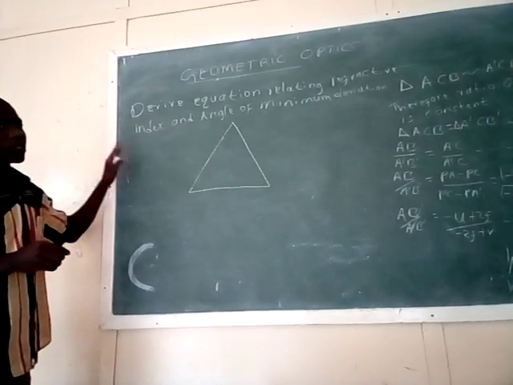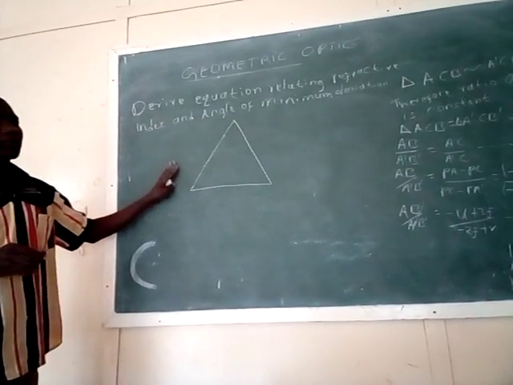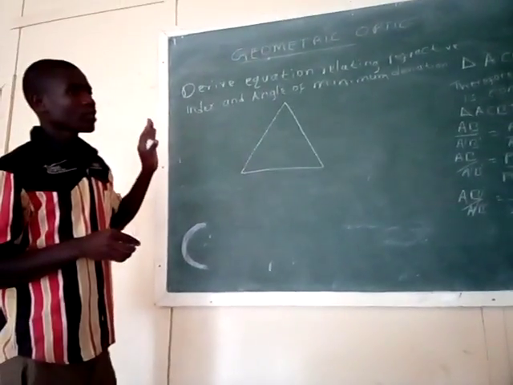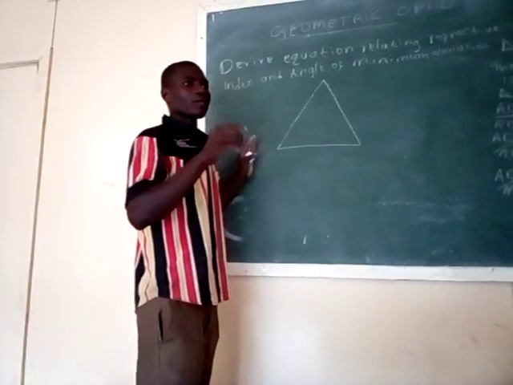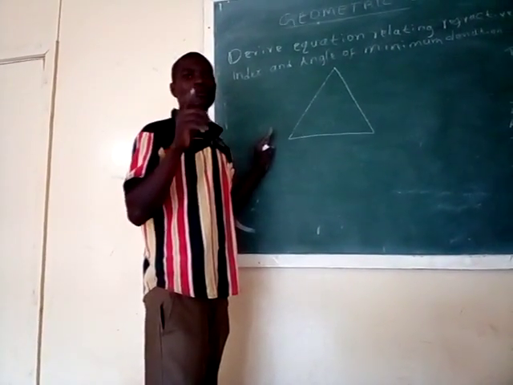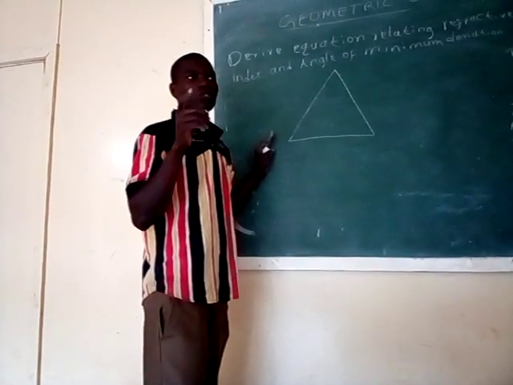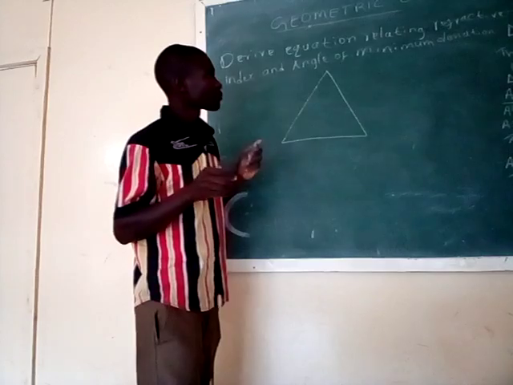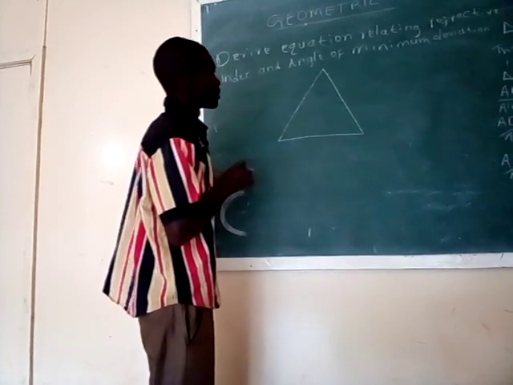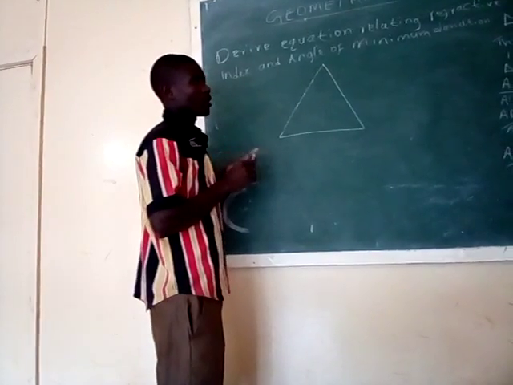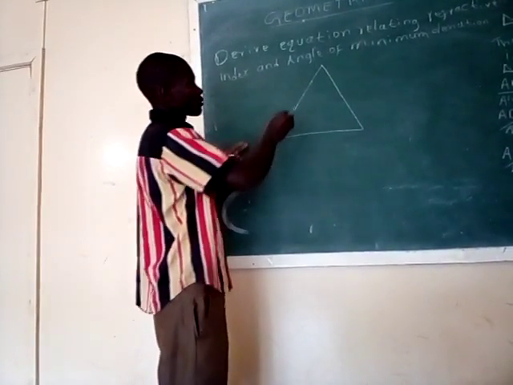So for this case, this is just a sample of a prism. We said with what? Two triangular bases and three rectangular faces that are closed. So this is part of a prism.